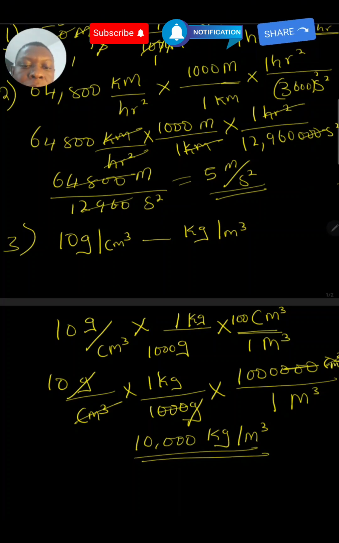I believe that with this and more practice, you'll be able to convert from one unit to the other. The most important thing is for you to know your basics. If you know the relationships, then it will be very easy for you.